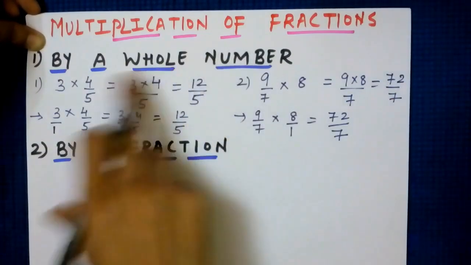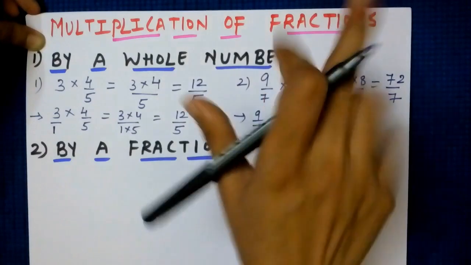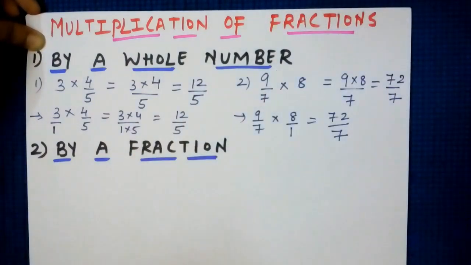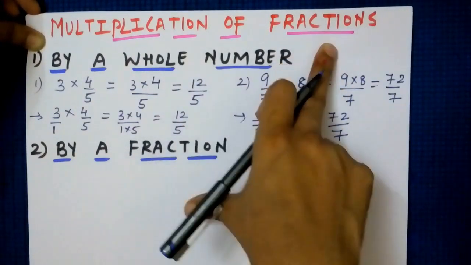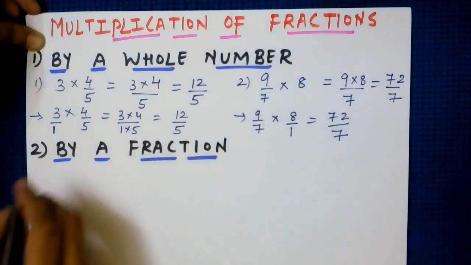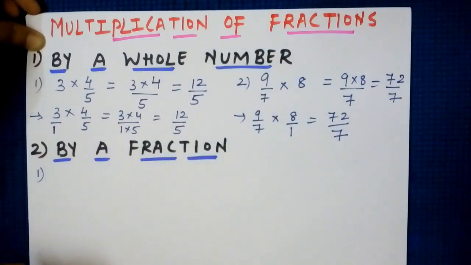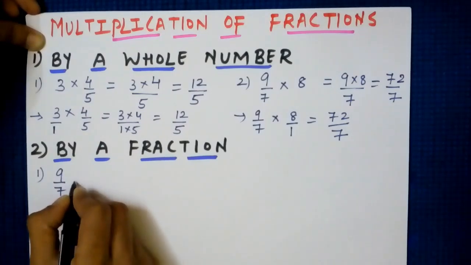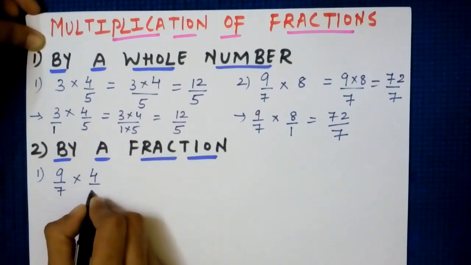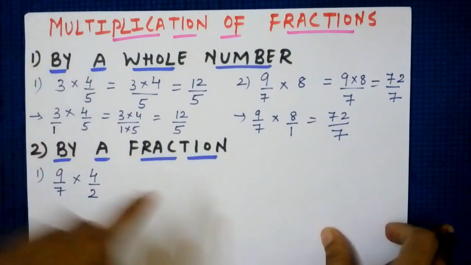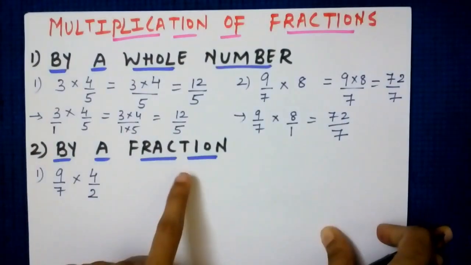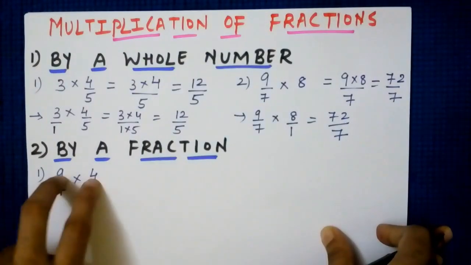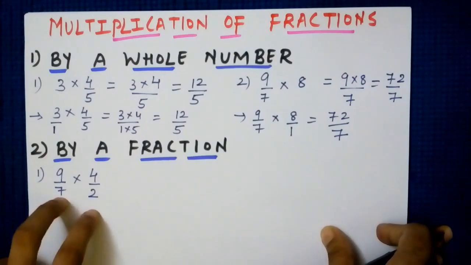So this was how to multiply a whole number with a fraction. Now we will see how to multiply a fraction with a fraction. For example, if both are fractions, then how to multiply? So that we will see. So first, I am taking 9 upon 7 multiplied by 4 upon 2. Now whenever we multiply a fraction with a fraction, we need to multiply numerator with numerator and denominator with denominator.